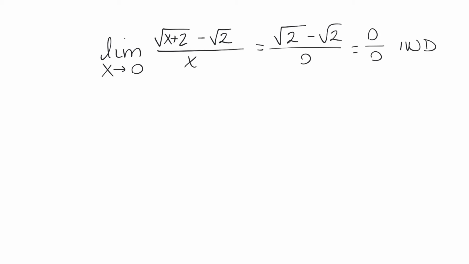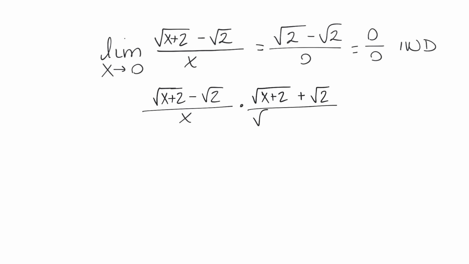Again, your choices are factoring, rationalizing, or finding a common denominator, and rationalizing is the clear winner here. So I'm going to take the square root of x plus 2 minus root 2 over x, and I'm going to multiply by the conjugate. This time my conjugate's in the numerator, and that's okay. I'm going to change my operator to addition. So I'm going to have root x plus 2 plus root 2 over root x plus 2 plus root 2. Again, this equals 1. Anything over itself is 1, and if you multiply something by 1, you've done nothing.